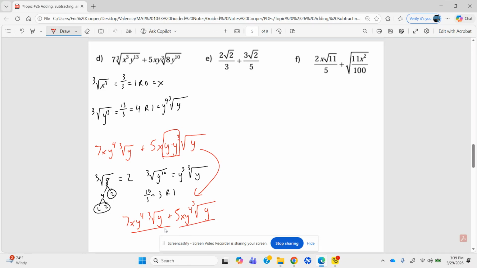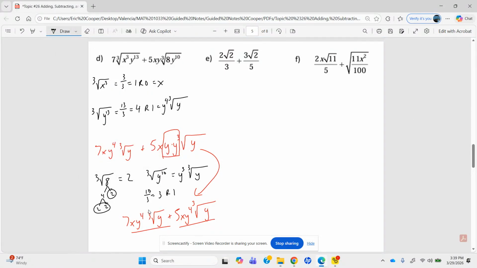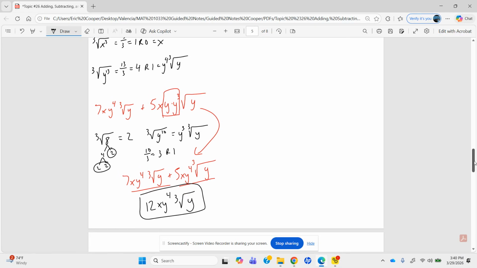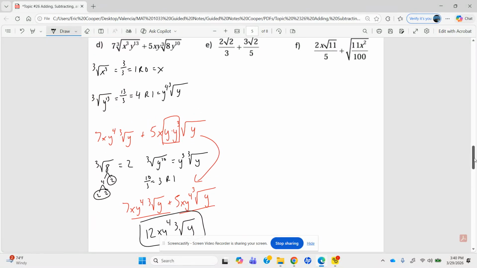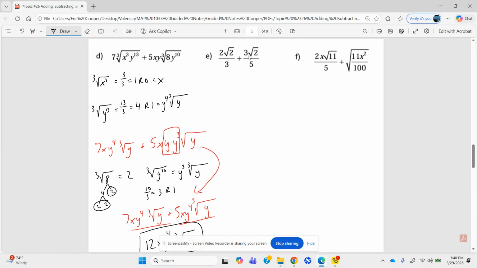And if you notice here, all of my variables are the same. I have x, y to the 4th with a cube root of y. So all I need to do is just add the 7 and the 5 together to get my final answer. So my final answer here should be 12 xy to the 4th cube root of y. Everything on the variables needs to be exactly the same, and everything inside the radicals has to be exactly the same as well.